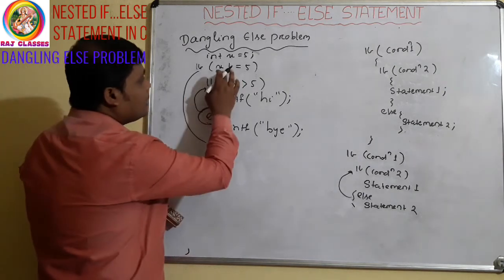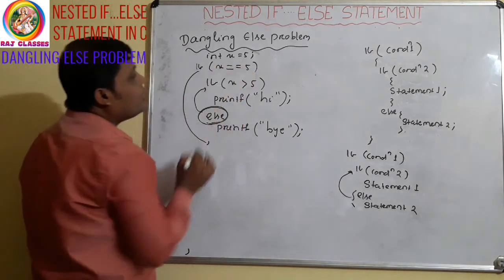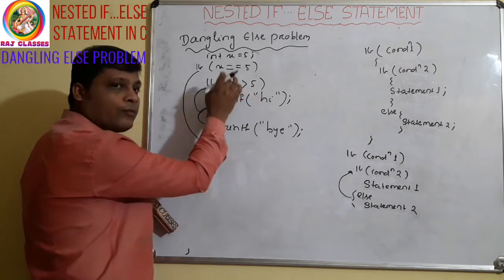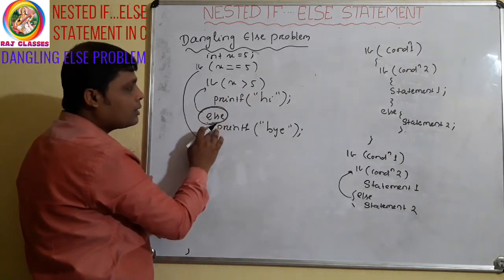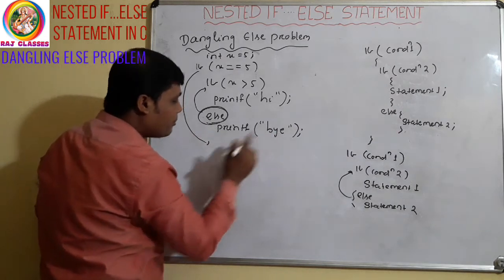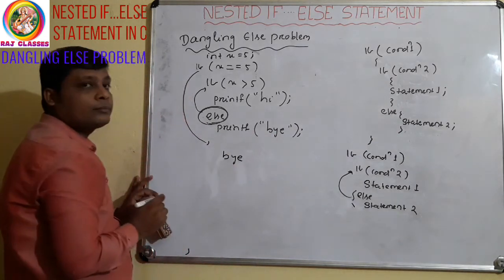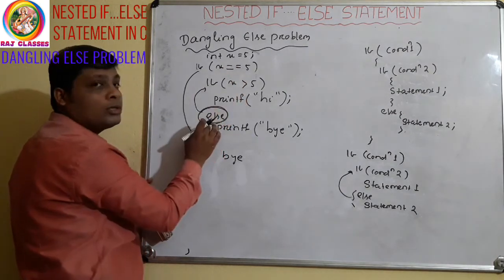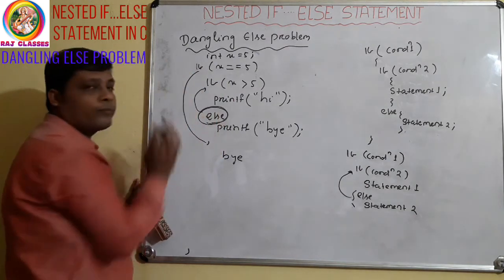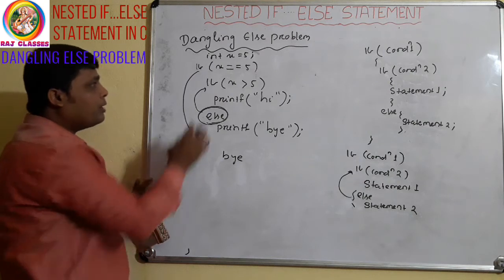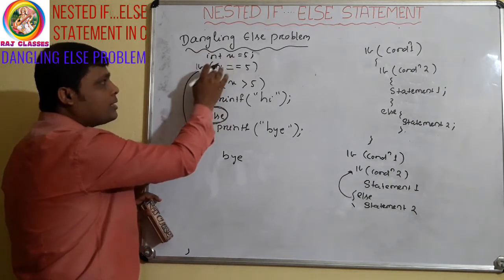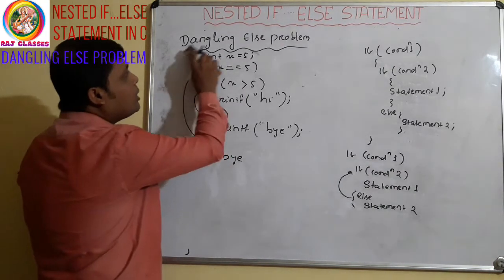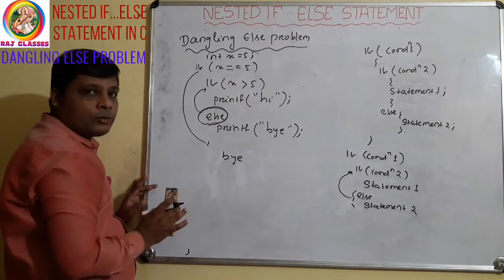Clear? But if this is double equal to 5, the condition is true, it will go to this if part. Again if the condition is false, it will go to this else part. Then it will print bye. If the first condition is true and the second condition is false, it will go to this else part, because this is the else part for this if. All of you understood? But in the first case, not equal, if the first condition is false, there is no else part. Clear? This is the dangling else problem. All of you understood?